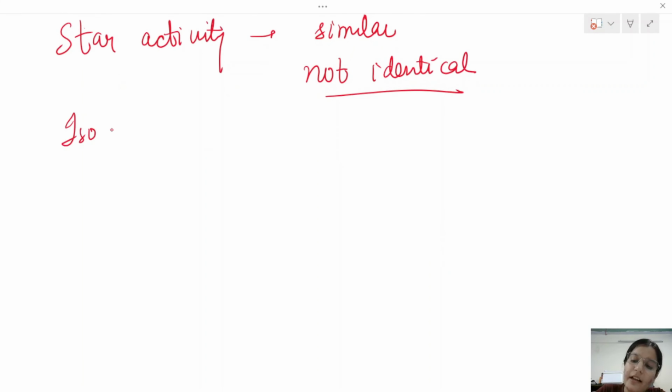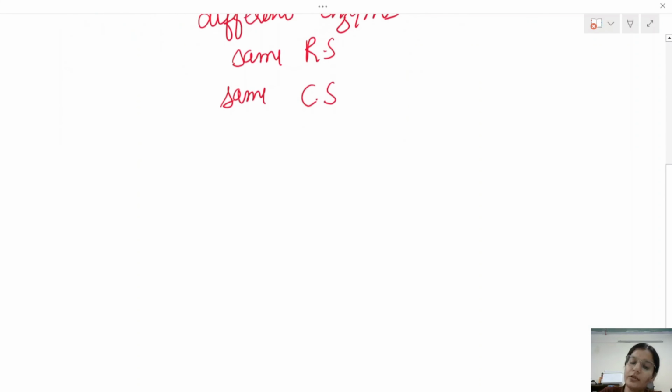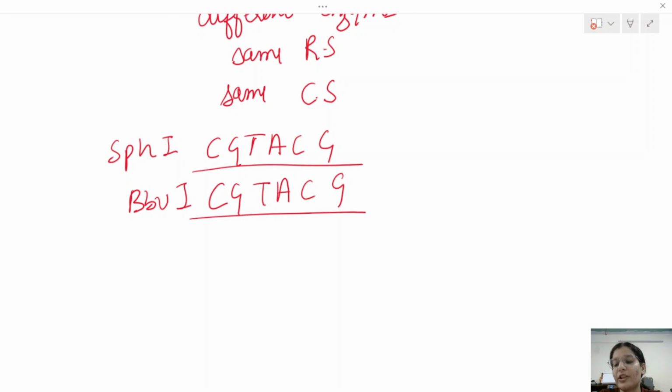Another term is isoschizomers. These are pairs of restriction enzymes that recognize the same recognition site and also cut at the same location. So what is it? Different enzymes, same restriction site, and also same cutting sites. See here, they have the same recognition sites and they also cut at the same cutting site.